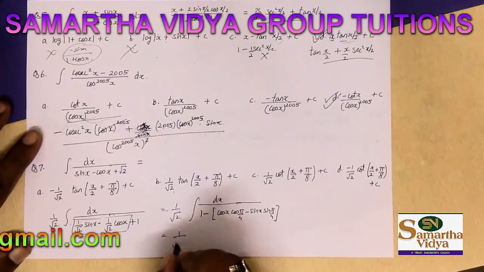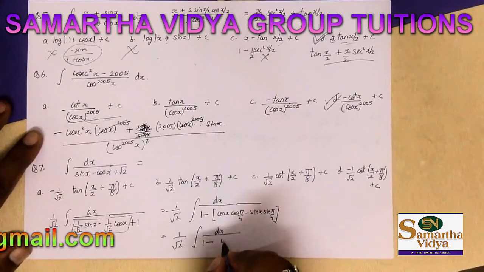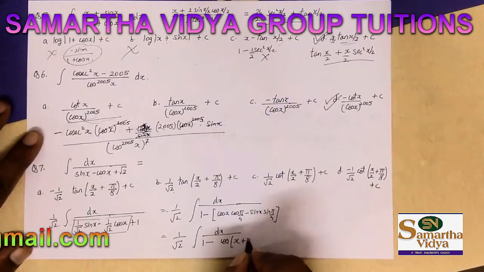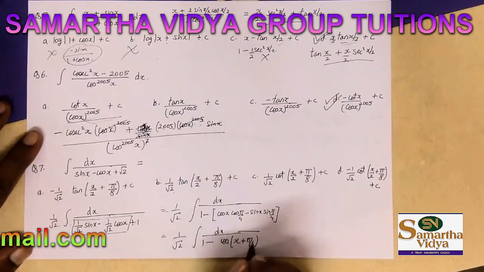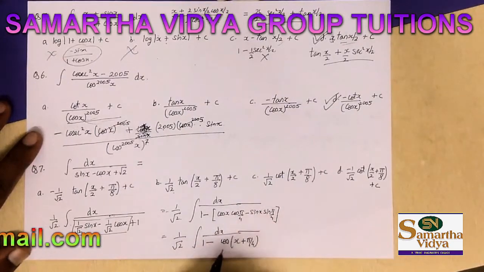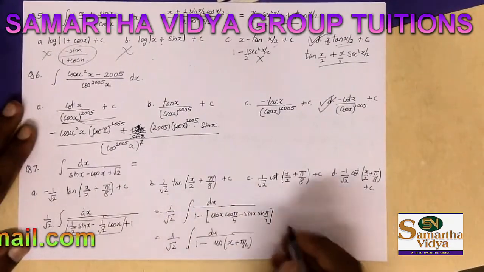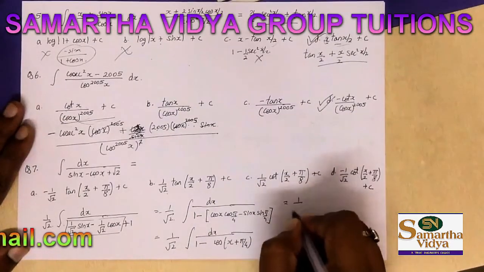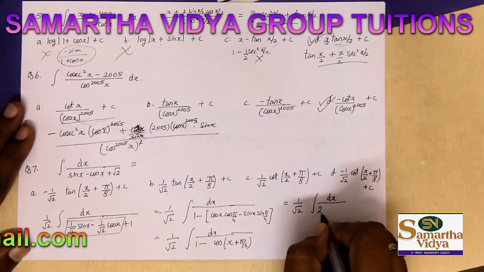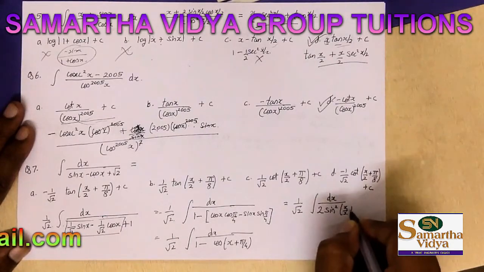So that becomes 1 by root 2 integration dx upon 1 minus, this is nothing but cos of x plus pi by 4. So sorry, it is the cos a plus b formula. So it is 1 minus cos of a plus b. Here you can apply the half angle formula, because you can see we require x by 2 in the answer. So using the half angle formula, this becomes 1 by root 2 integration dx upon 2 sine square of x by 2 plus pi by 8.